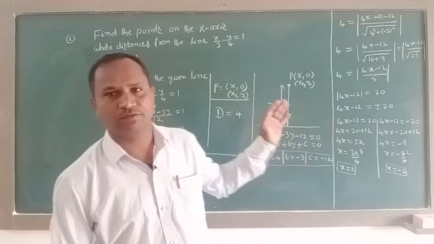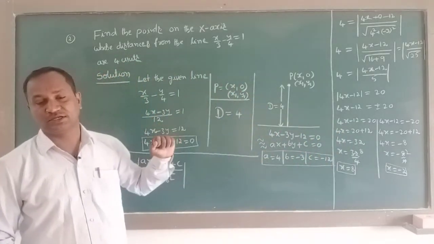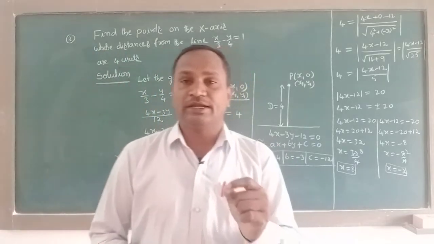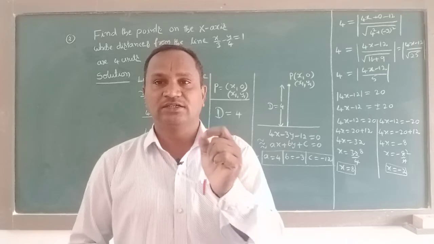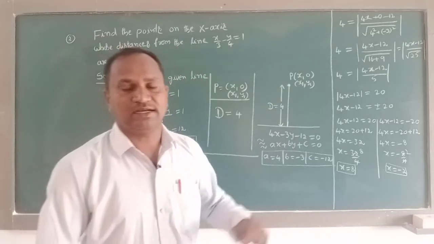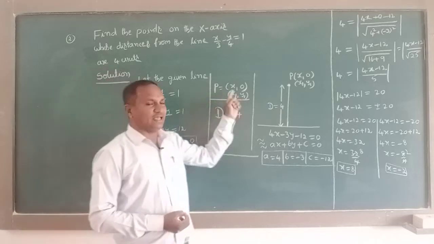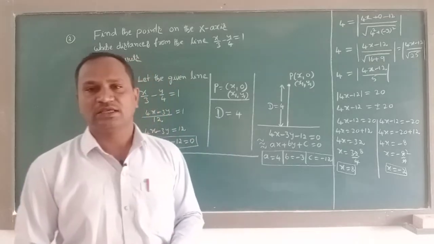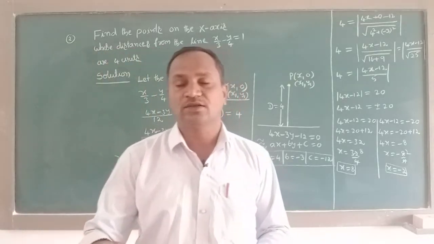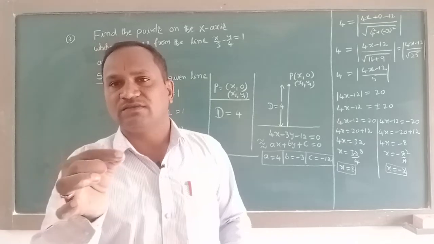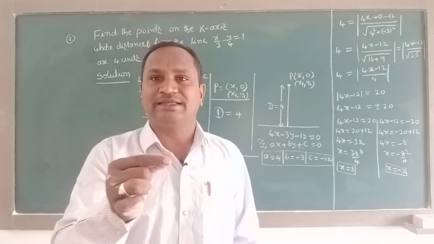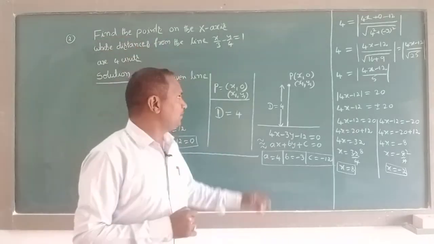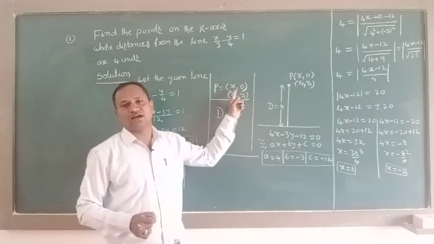Very simple. They gave the distance, points, a line, but here we are finding the coordinates of a point. For that point they have mentioned that the point lies on the x-axis. That's why I have taken the coordinates of point P as x comma 0, because if any point lies on the x-axis, its y coordinate or ordinate value, the second coordinate, is always equal to 0. With the help of that I have written P is equal to x comma 0.